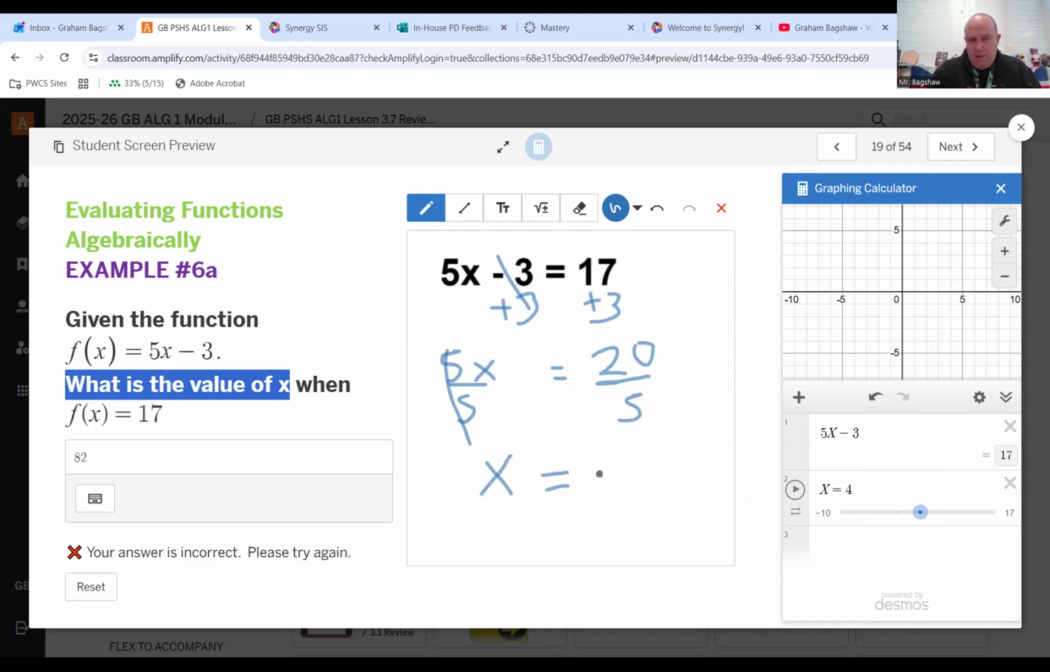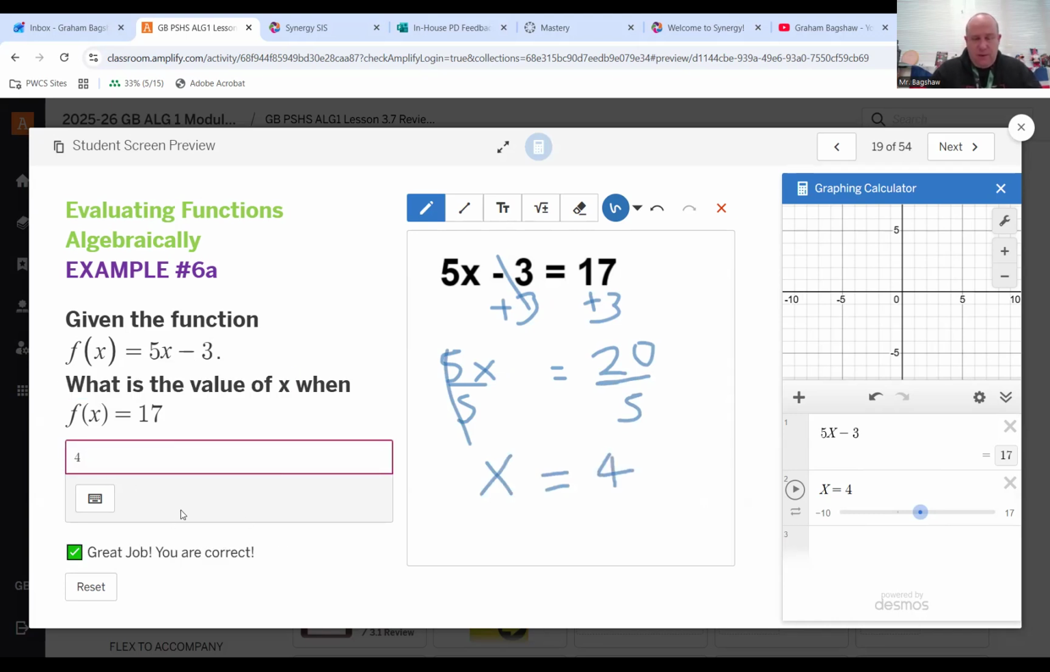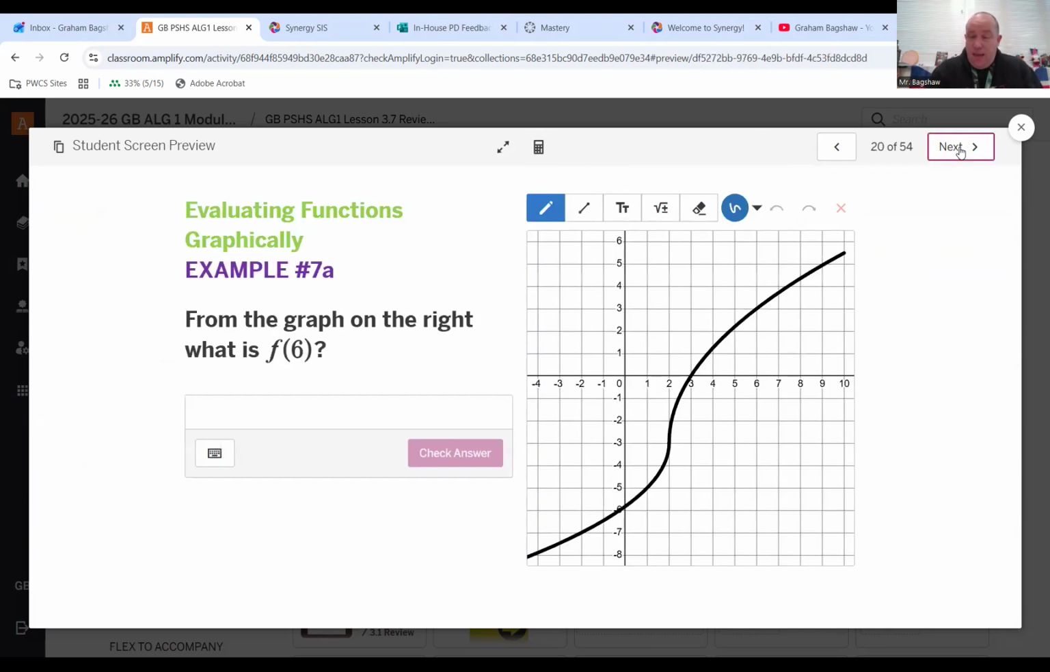But like I said, you might not always get a whole number, so it might be better to just make sure you're answering the question correctly. So pay attention to which one you're finding. If they give you the x, you're finding the y. If they give you the y, you're finding the x. And you just got to make sure you're answering the right question at the right time. Now, that's evaluating functions algebraically.